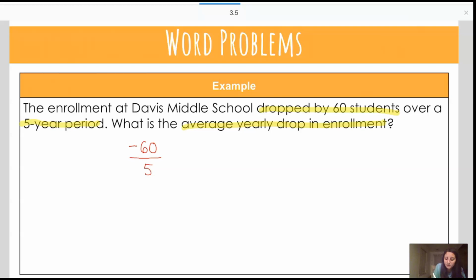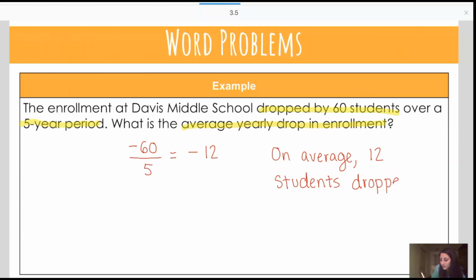Well, that's a negative divided by a positive, so our answer will be negative. And then 60 divided by 5 is 12. So we have negative 12. Now let's put that in words. What does that mean? That means on average, 12 students dropped, that's where that negative comes in, per year.